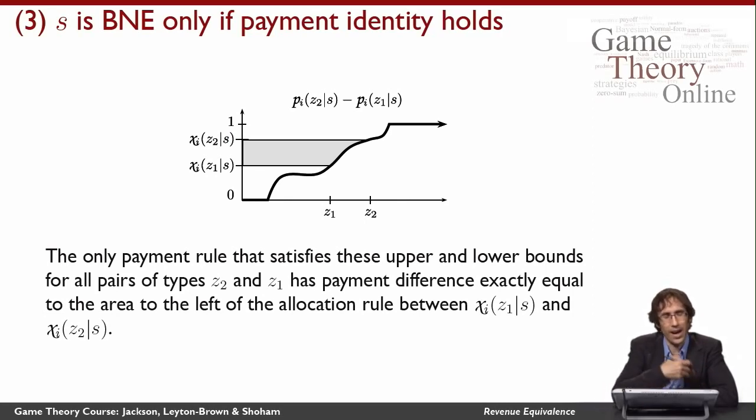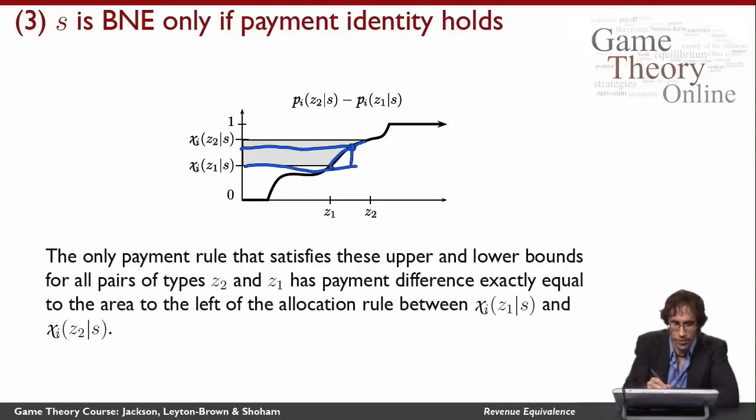Well, I can argue this more formally using calculus, but if you think about it, it's easy to get an intuition that makes it clear that the only payment rule that can satisfy these upper and lower bounds for every given pair of types, Z1 and Z2, has a payment difference that's equal exactly to the shaded region that's shown here. Basically, it needs to touch the curve everywhere, because if I change Z1 and Z2, I still need to have the property that it's never more than that amount, and it's never less than that amount.